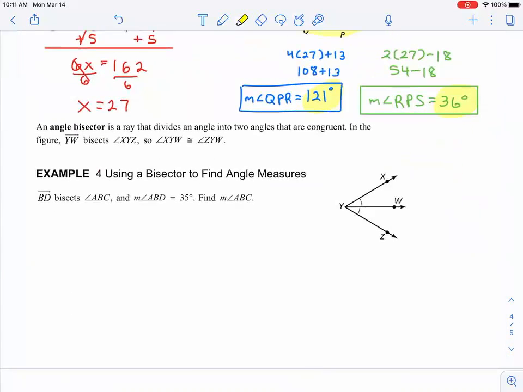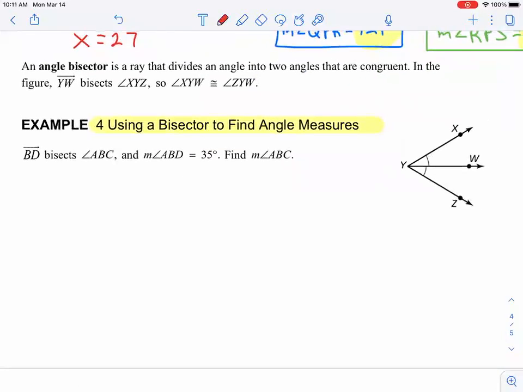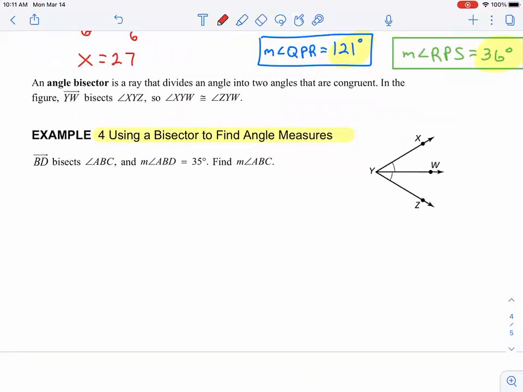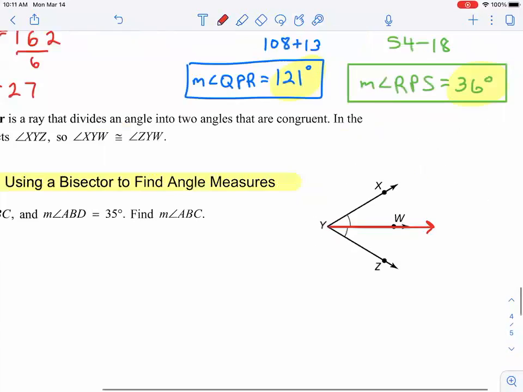Now, for example 4, it says using a bisector, find the measure of each angle. Well, if you recall, a segment bisector cuts a segment in half. An angle bisector cuts an angle in half. Okay, so that term bisector means that it cuts something in half. So in this case, it says that BD bisects angle ABC. So our letters are messed up here. I'm sorry. So this is our angle bisector. Okay, it cuts the other angles in half.